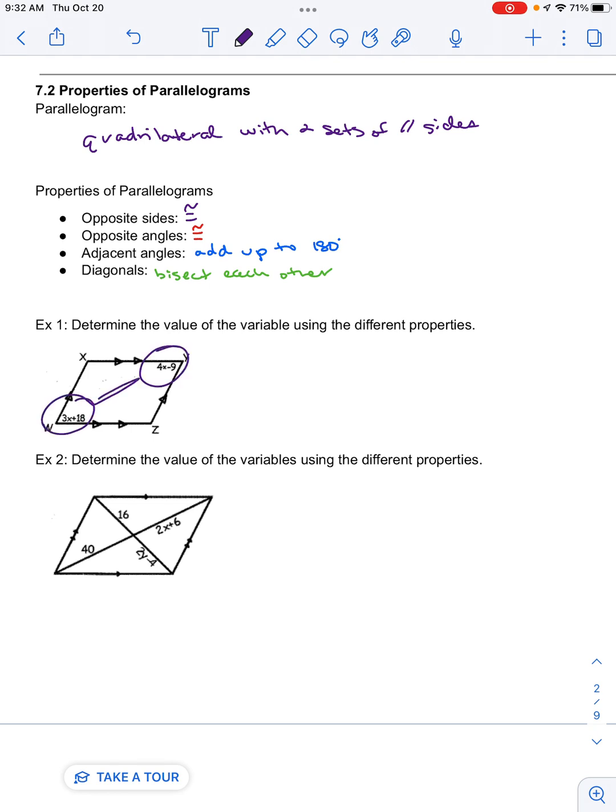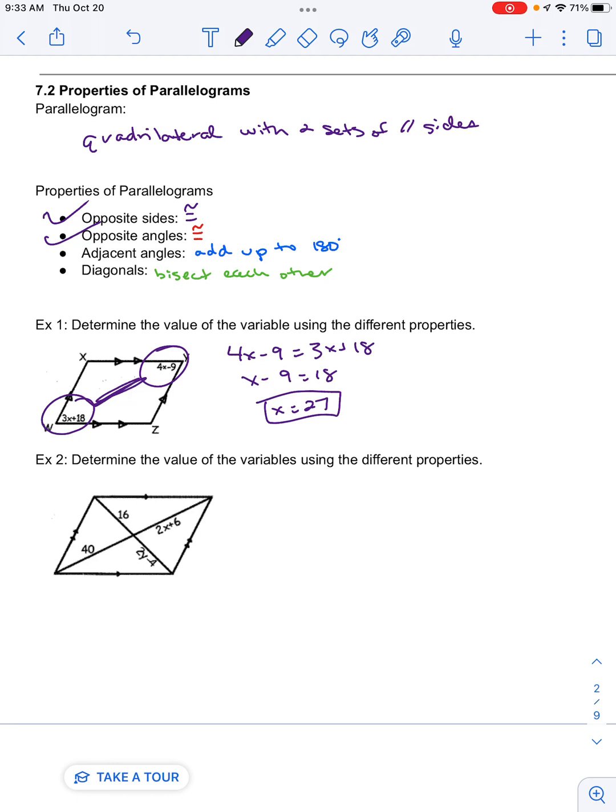So my two angles here are on the opposite side of each other. So they're opposite sides, or opposite angles. Not sides, opposite angles, so we know that they're congruent. So I have 4x minus 9 equals 3x plus 18. Just solving for my x. And x equals 27. Now it doesn't ask me to solve for what is the actual angle, so I just am solving for that x.